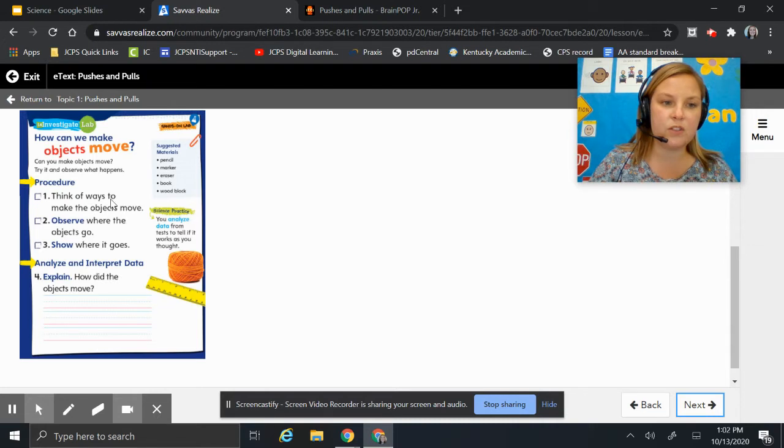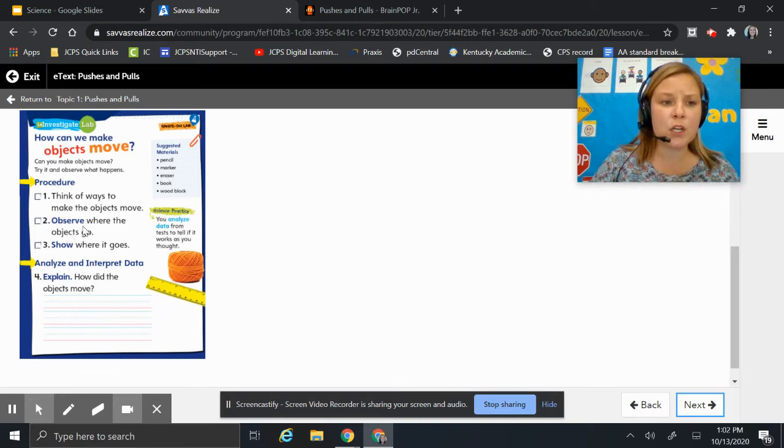It says, think of ways to make the object move. So parents, you all could be helping your child do this. You could be doing full physical assistance if they really struggle. Take as much time as you need. You can do it in natural ways. So, they're outside, they've got a swing and they might be pushing it. Do it where it works naturally throughout the day.